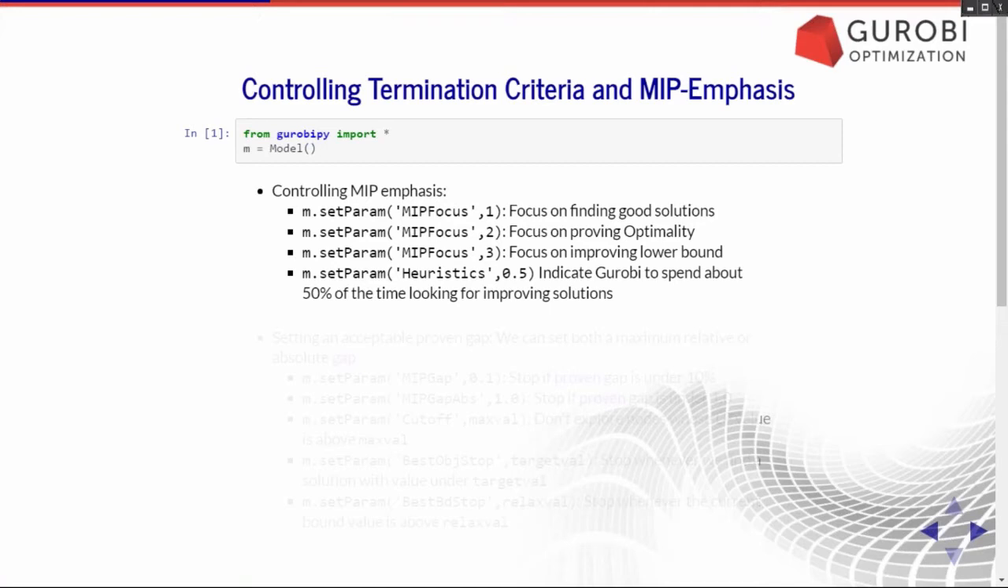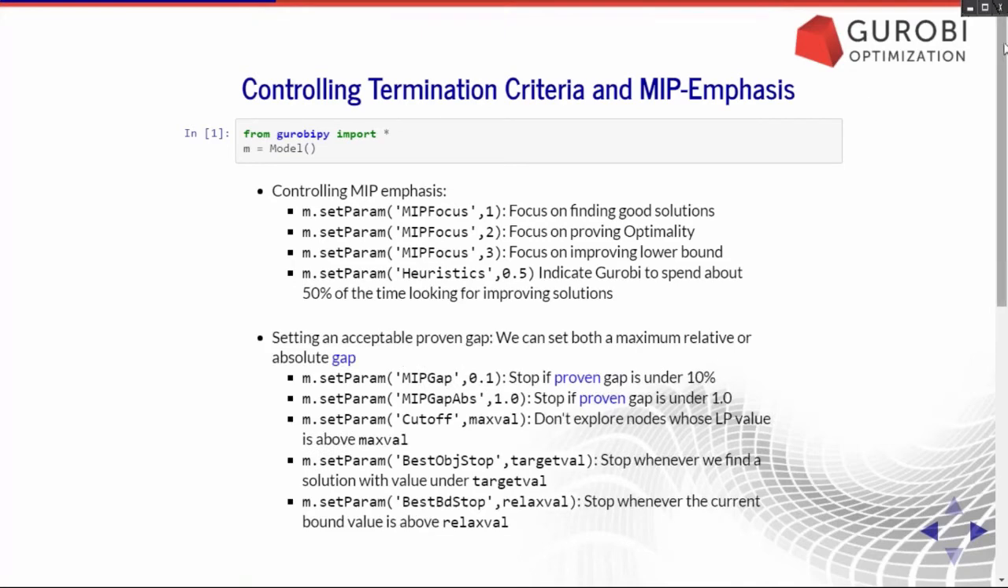And also, if you're really interested in spending more time in heuristics, trying to get better or feasible solutions, then you can also control how much time during the branch and bound process Gurobi will use in heuristics, and that's done with the heuristics parameter. So, for example, setting it to a value of 0.5 indicates to Gurobi to try to spend about half the time in doing heuristics.